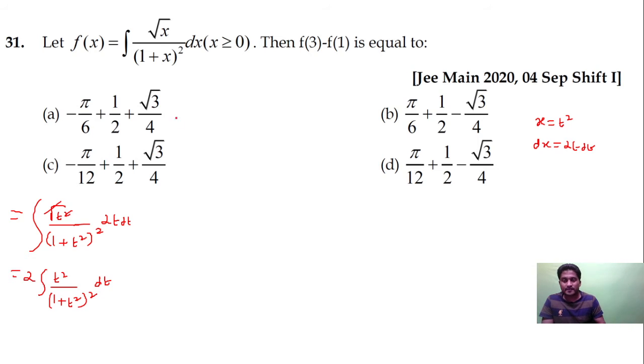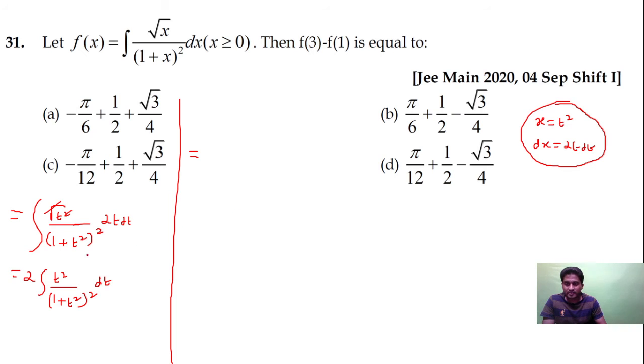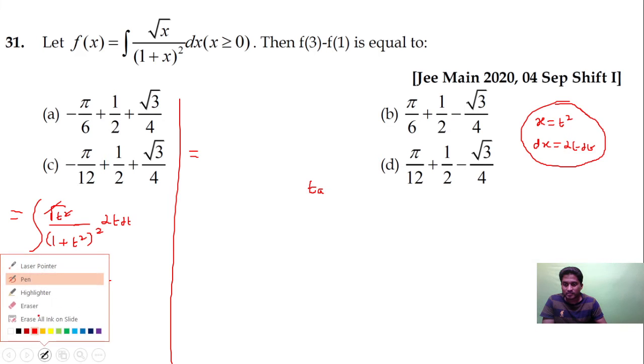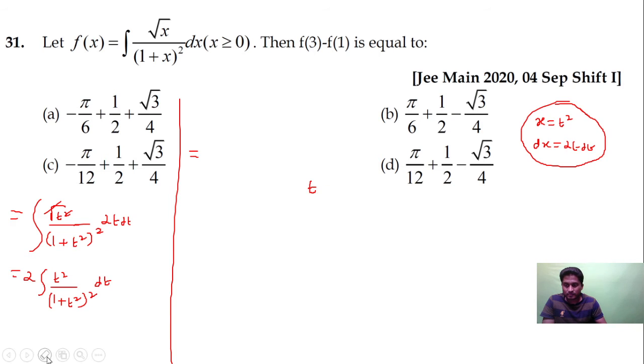Okay, now listen. This is the initial step. For the next substitution, since we have 1 + t², I'm going to put t is equal to tan u. If I differentiate, I get dt is equal to the differentiation of tan u, which is sec² u du.